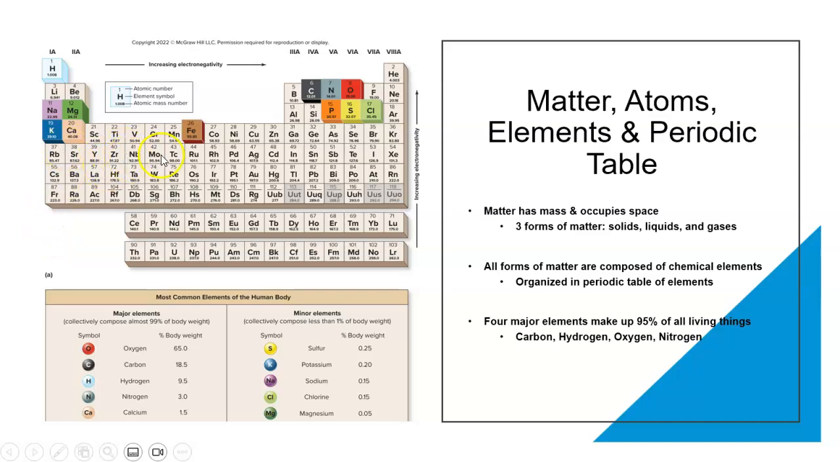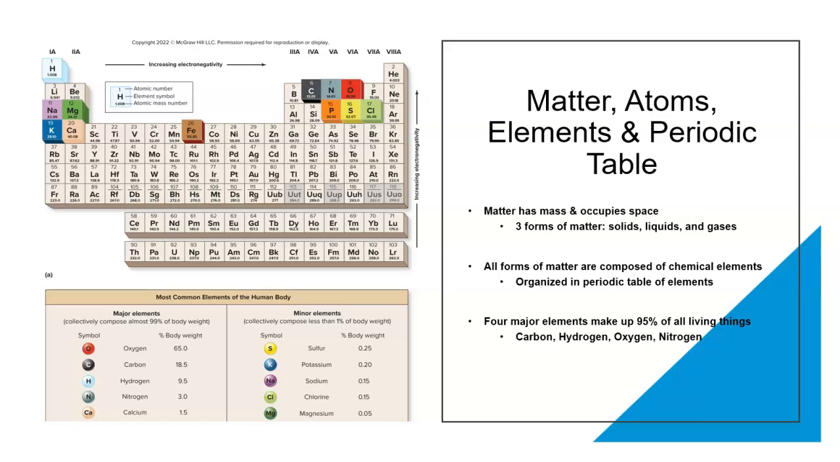Now, each of those little boxes represents a particular element, such as carbon, hydrogen, oxygen, nitrogen. There's carbon, nitrogen, oxygen, and hydrogen way over here. Now, these four elements make up about 95% of all living things.